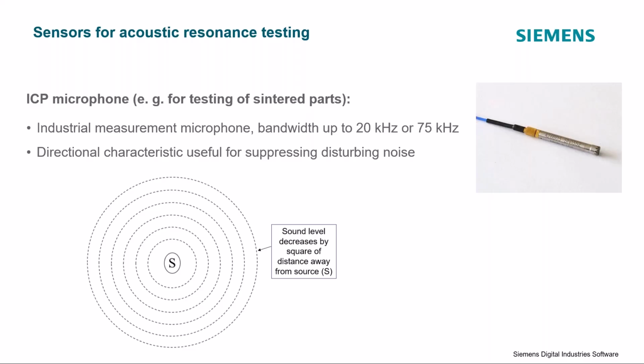This means the sound gets smeared on a quickly increasing surface. What is the result of this? Okay, let's take two sources of sound: our component under test plus some disturbing noise from, let's say, 5 meters apart. The microphone is only 10 centimeters apart. The sound of the disturbing noise is 50 times farther away.